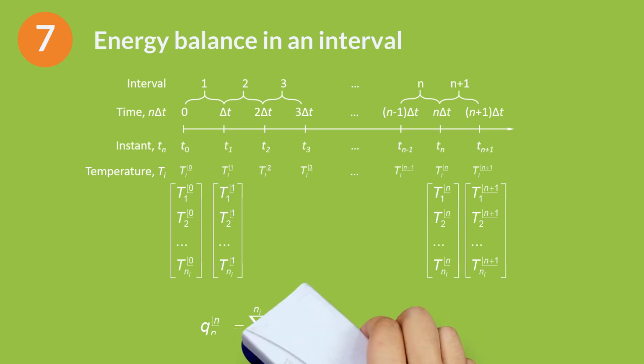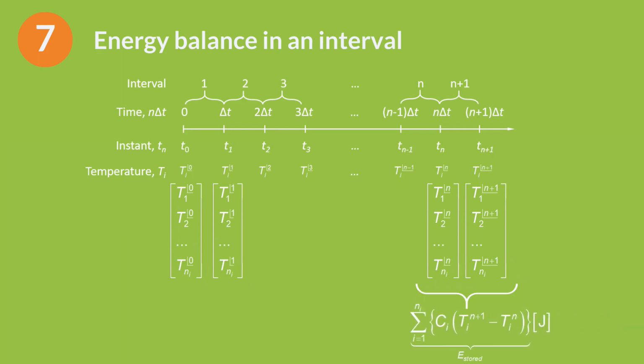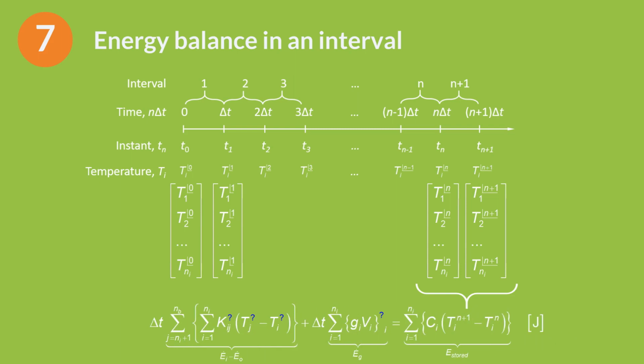The only difference with the steady state is that there is a different value of the heat transfer rate at each instant. The energy balance in an interval represents the variation of internal energy between the initial instant and the final instant. In both methods, this is the sum, for all domains, of the product of heat capacity and the difference in temperature at the final instant and the initial instant. To fulfill the energy conservation principle, the stored energy during this time interval must be equal to the sum of inputs of energy plus the energy generated minus the outputs of energy.